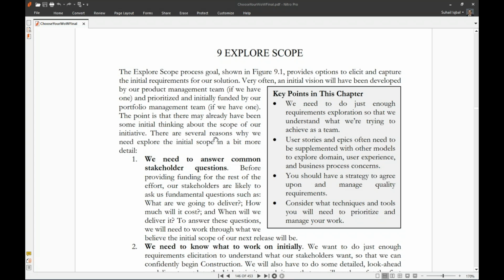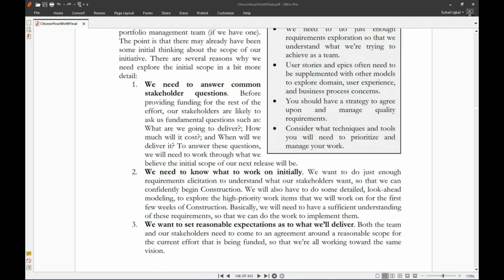Before that, I can read out these points. First, let me read out the key points in this chapter. We need to do just enough requirement exploration so that we understand what we are trying to achieve as a team. User stories and epics often need to be supplemented with other models to explore domain, user experience, and business process concerns. You should have a strategy to agree upon and manage quality requirements. Consider what techniques and tools you will need to prioritize and manage your work.